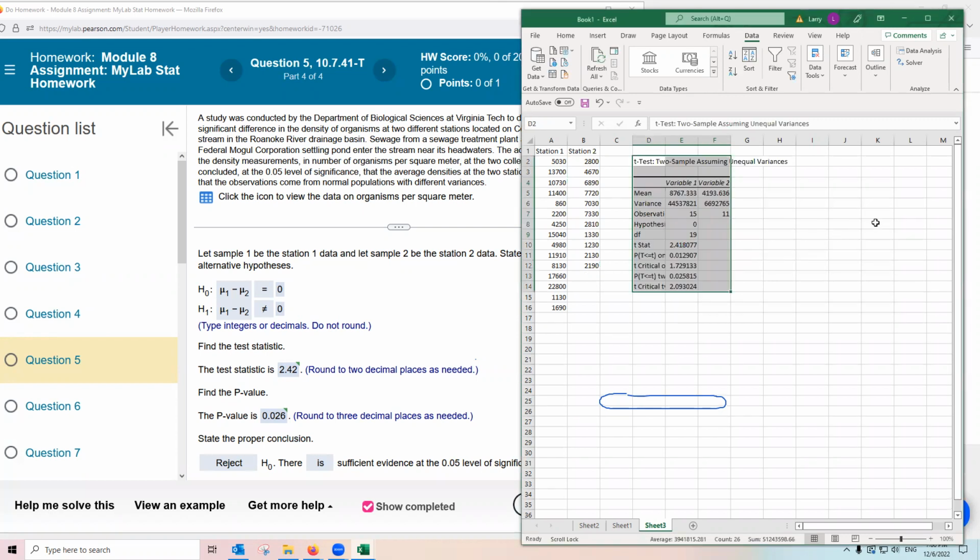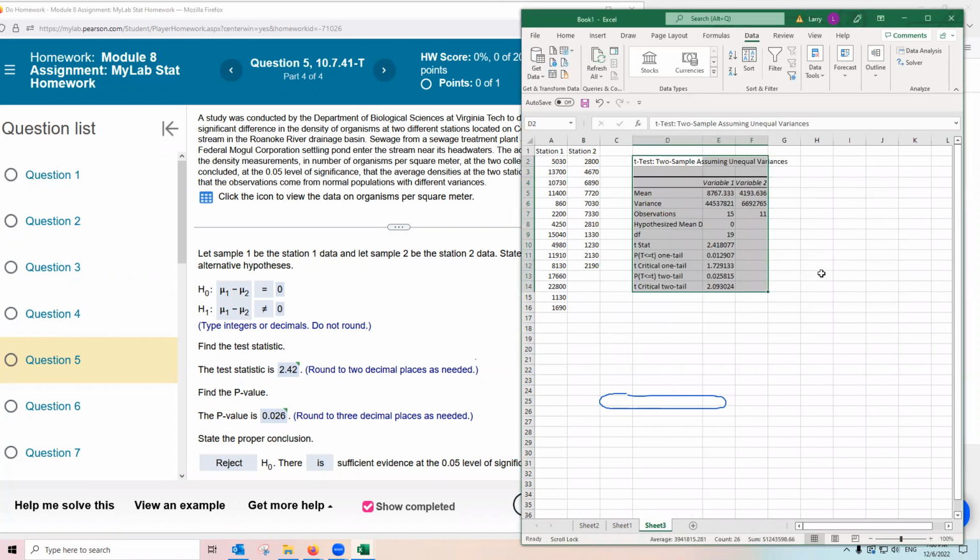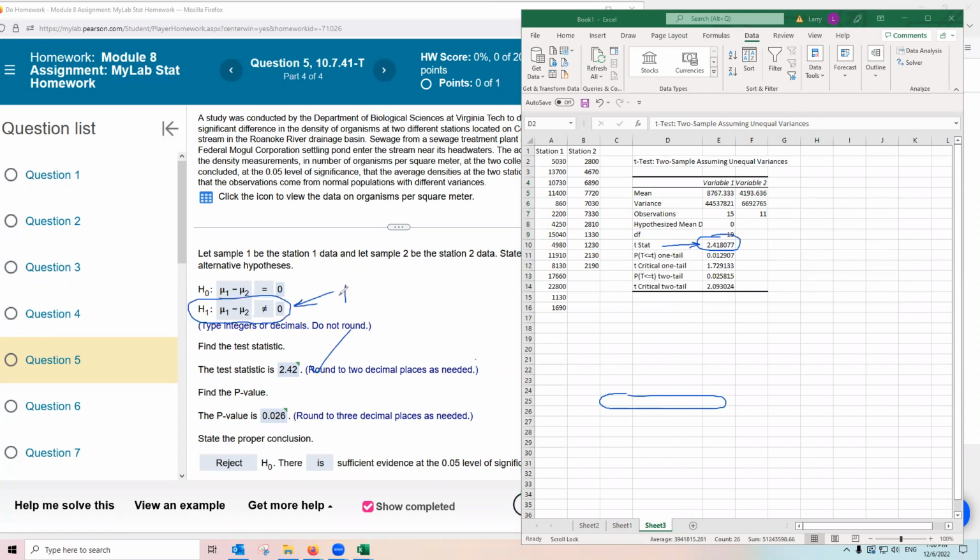Say, okay. All right, well, here's the test statistic. Let me come here to the test statistic. 2.42. There it is. And again, notice because the alternative has a not equals, this is a two-tailed test we call it. So if it's two-tailed, this is the p-value to get: 0.026.